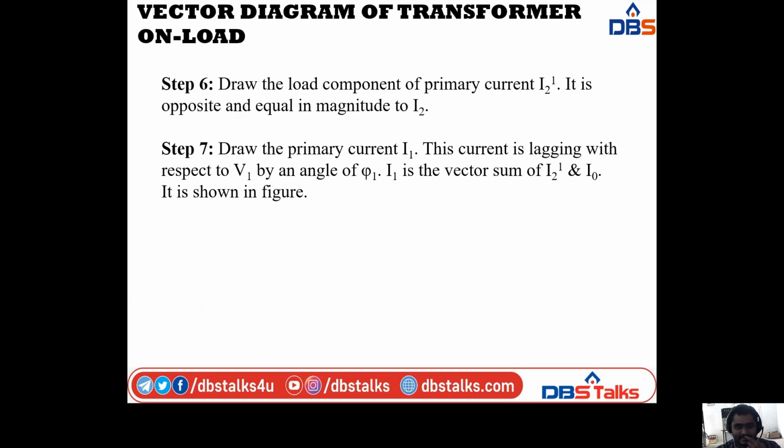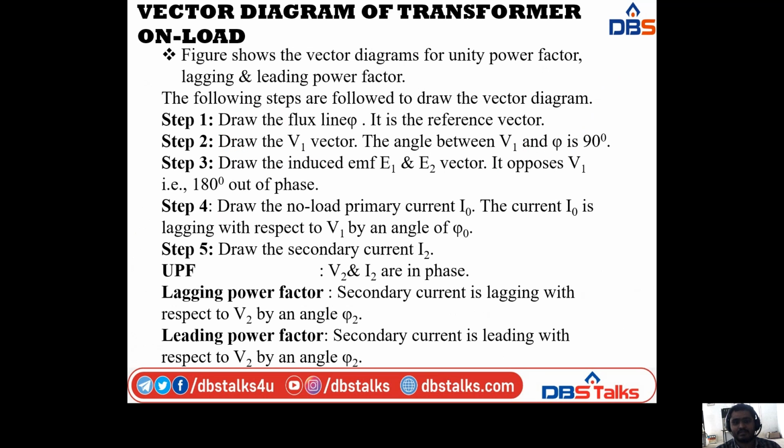Next, in the second step, I am drawing the V1 vector, that is the V1 line. The angle between flux phi and V1 is 90 degrees. In the lagging power factor, V1 lags phi by 90 degrees, and for the leading power factor, the vector V1 leads the flux phi by 90 degrees. For unity power factor, V2 and I2 are in phase, that means they are in the same phase.